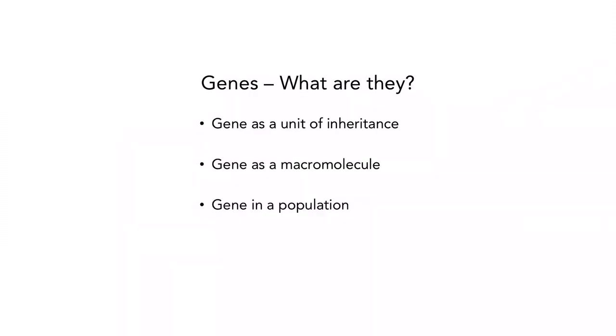So first, let's think about what genes are. That's a very simplistic question, and I would answer it with: it depends on your view. If you are a transmission geneticist, you think of a gene simply as a unit of inheritance. If you're into molecular genetics, you think of a gene as a macromolecule, a polymer of nucleic acids. Whereas if you're a population geneticist, you're thinking about genes in a population and how those genes behave over time, in terms of their numbers or frequencies, and what happens to them as time passes.